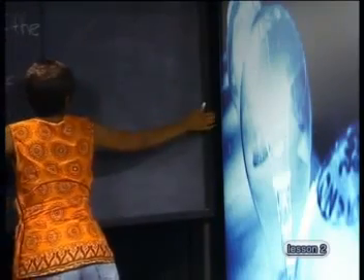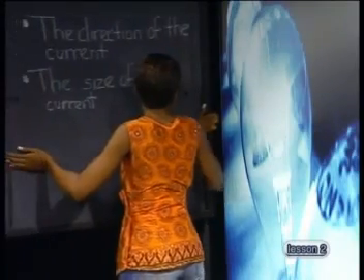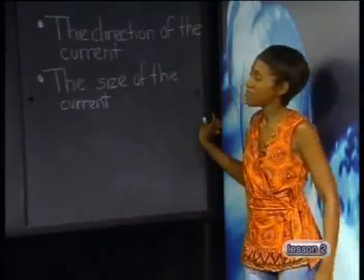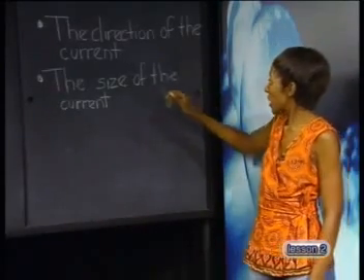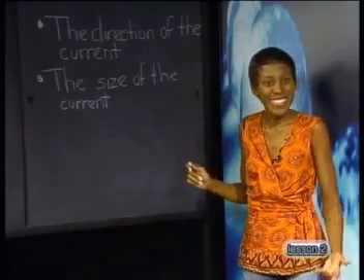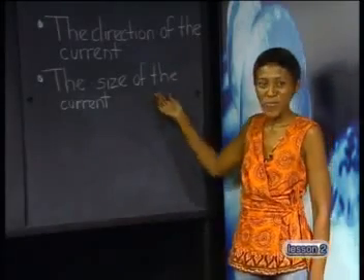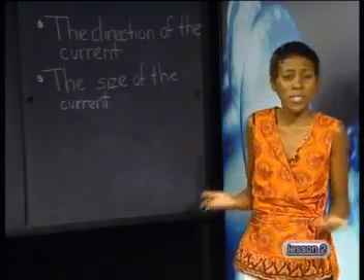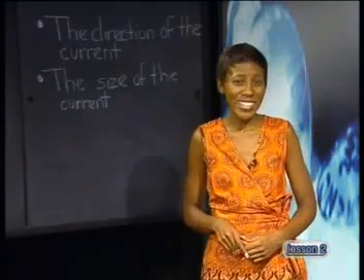To start our investigation, can you think of any variables that might affect the magnetic field around a straight current-carrying conductor? Here's a list of ideas I have written down. The direction of the current and the size of the current. I hope you thought of some of these as well as some of your own ideas.